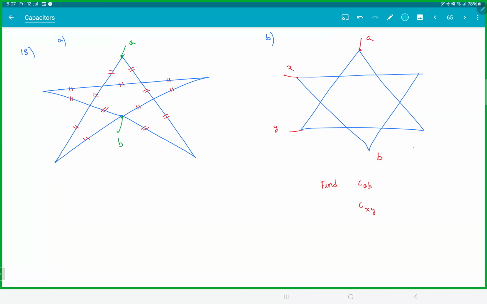Get the second one, star. Two questions are there. CAB, CXY. Means if you keep the battery between the up and bottom, what is the capacitance? If you keep the battery between these two, then what is the capacitance? 3C by 5, okay. Try. I'll give 2 minutes.